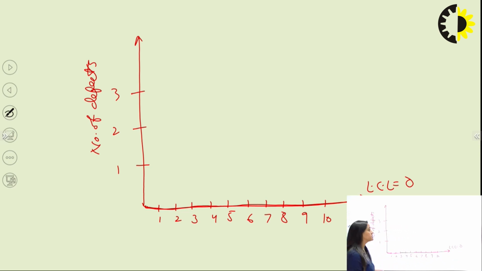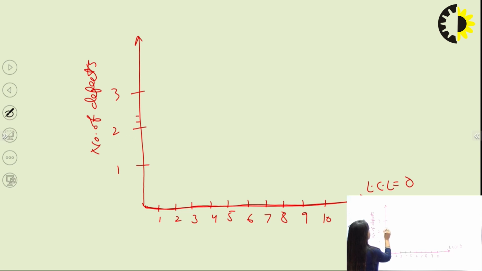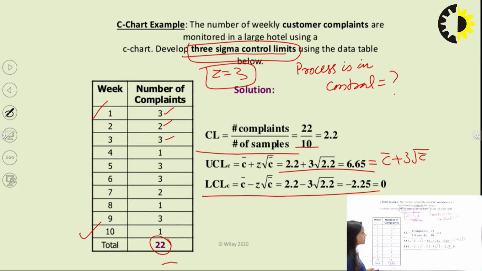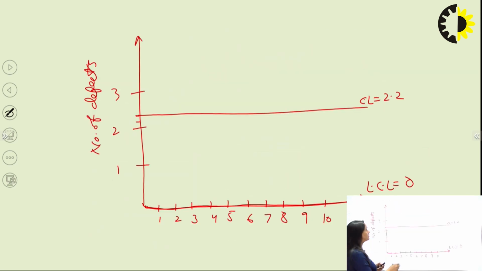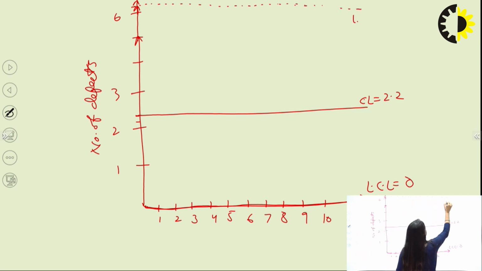The control limit is given to us as 2.2. So if this is 2, this is 2.1 and this is 2.2. So we will draw the control limit, and the control limit is equal to 2.2, and the upper control limit value is 6.65. Now we will draw the 6.65. So 1, 2, 3, 4, 5 and it will go even beyond this 6. And even after that, so 6.65 will be somewhere here. So we will draw a dotted line here. So the upper control limit is equal to 6.65.